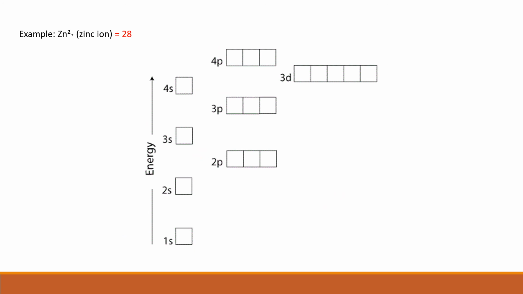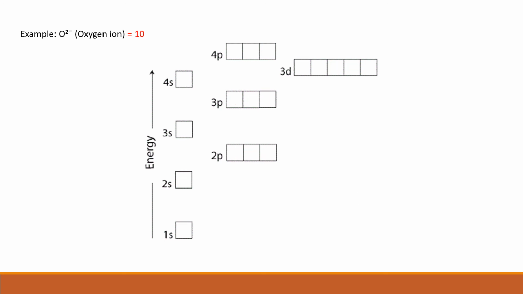For another example here, I have zinc, which has lost 2 electrons, so it is now a zinc ion with 28 electrons. So we start filling these in. I've filled in 18 here. Remember that 4s comes before 3d, which then gives us the following notation. And now we have an oxygen ion with 10 electrons. And we fill this in just the same, which gives us the following notation.